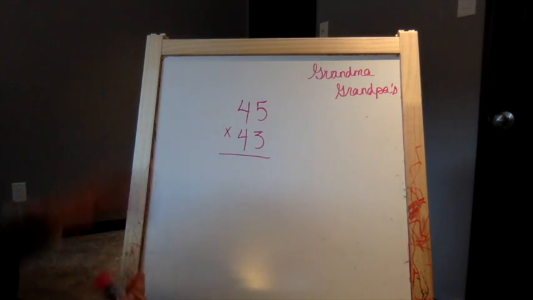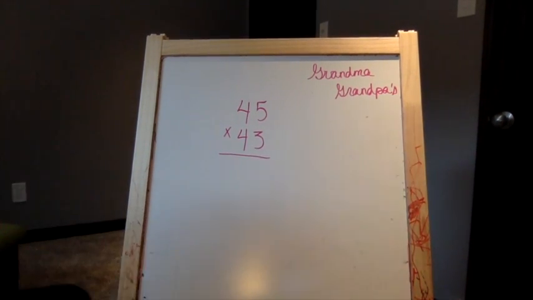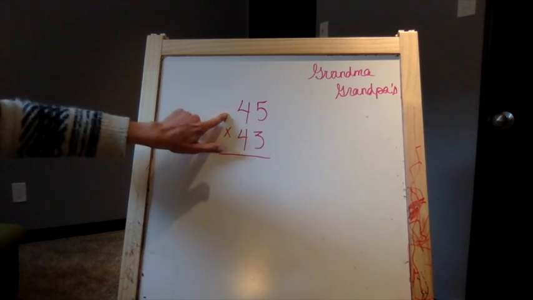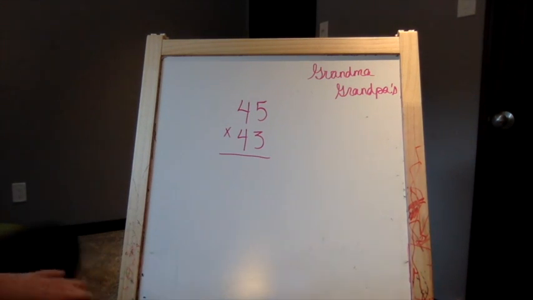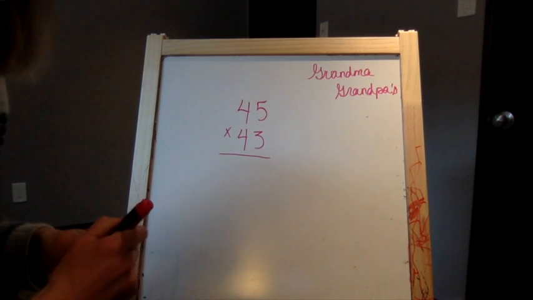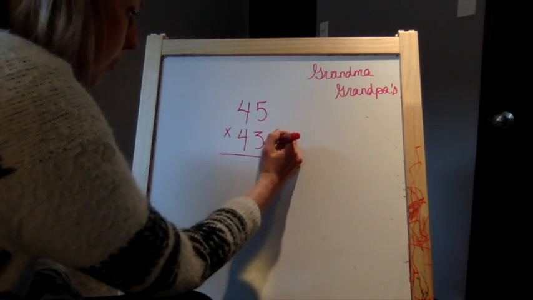So remember, when you're doing Grandma and Grandpa's way, you want to make sure that you're looking at multiplying the 2 separately. So I've got 3 times 45 and 40 times 45. That's all you're doing. And if you can keep that in your mind, it's going to be a little bit easier for you to keep your numbers straight. So I start with 3 times 45.